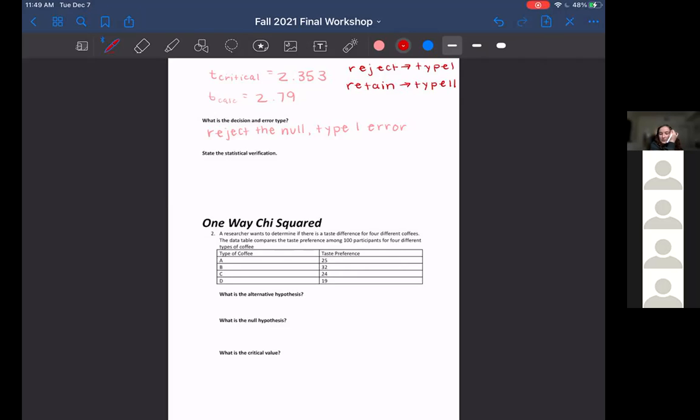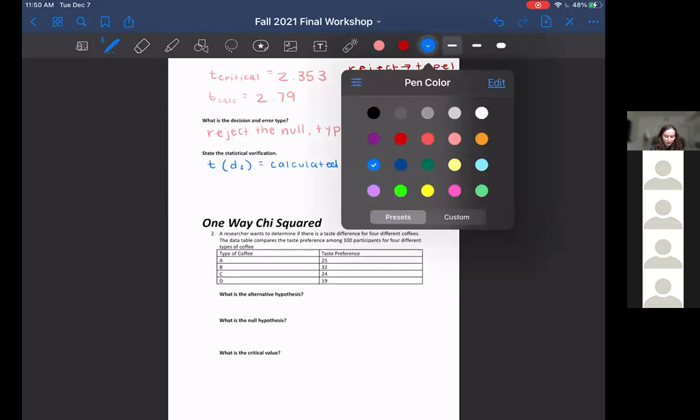Okay, does anyone have any questions on that? No? Okay, so then let's fill out the statistical hypothesis. This is what it should be. It would be T, and then in parentheses you put the degrees of freedom is equal to, and then you put the calculated value, comma, and then P is something to 0.05. So let's plug that in based off of what we have.